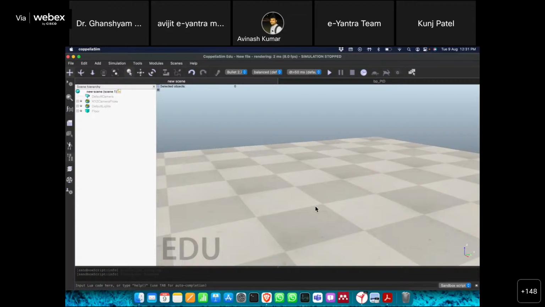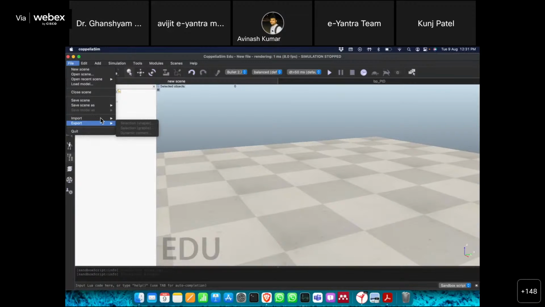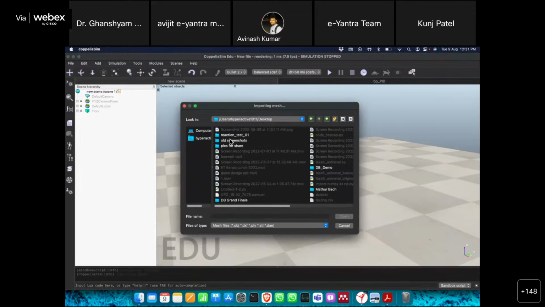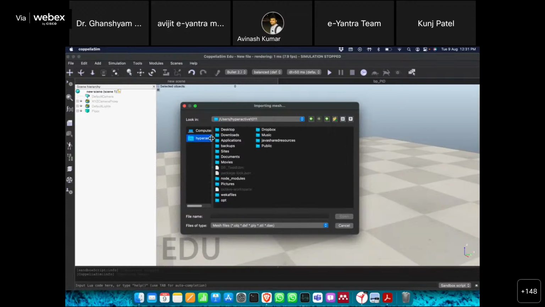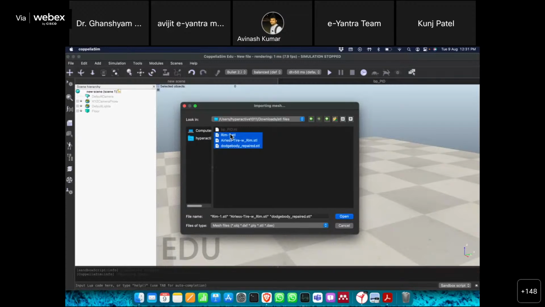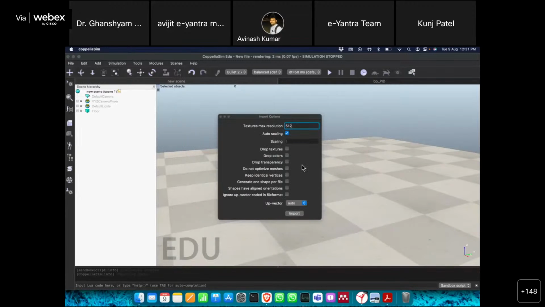So I have some 3D mesh already created in Fusion 360. I'll show you how, once you have created those 3D mesh .stl files, you can include them into the CoppeliaSim and make use of them. So let's go to import and import a mesh. I have these 3 STL files.